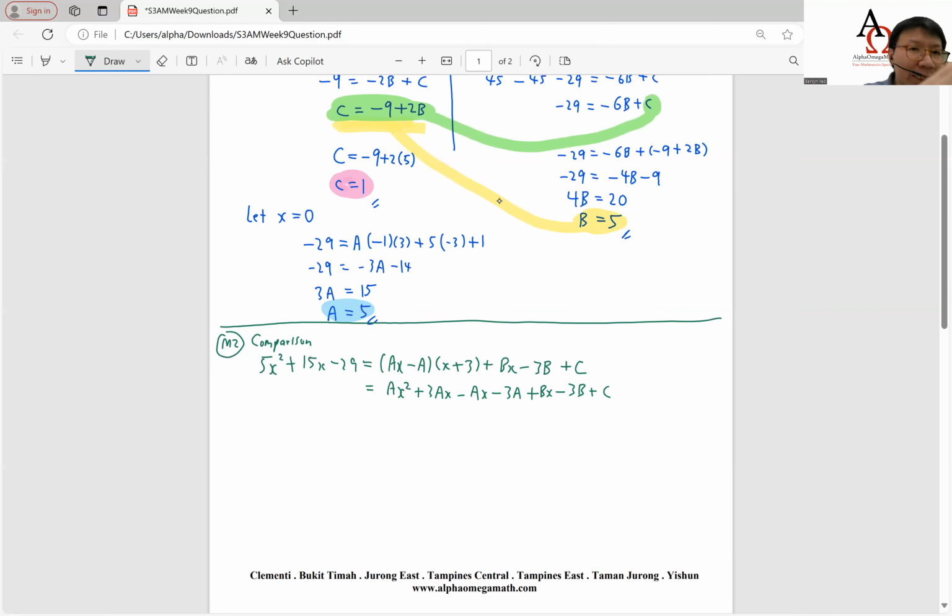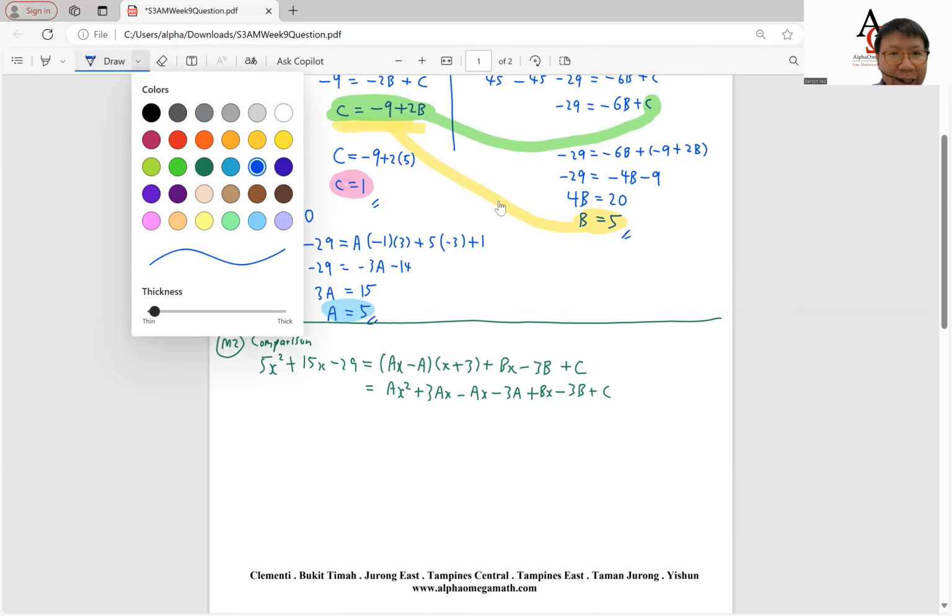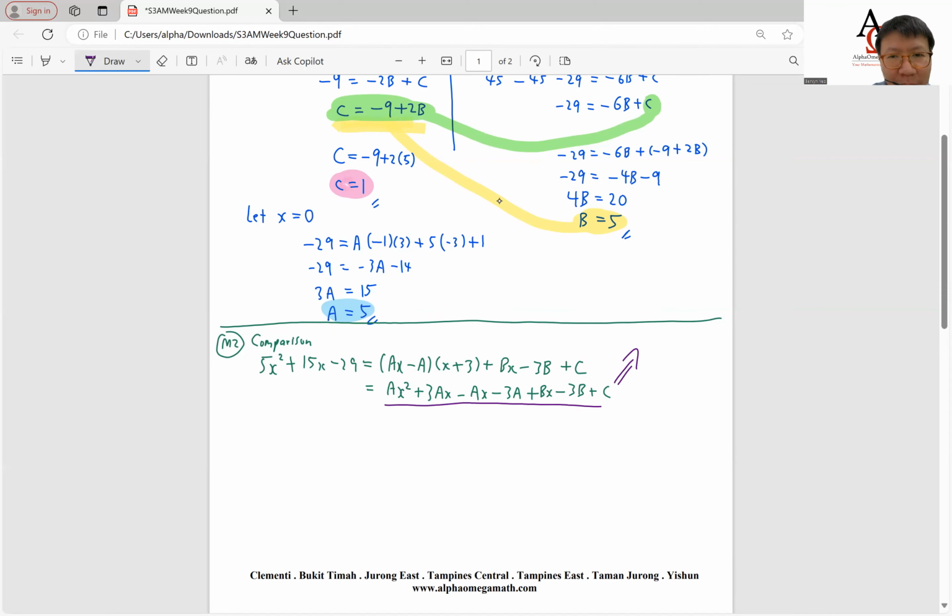So our next task is to group together and ensure that our right-hand side is able to attain a quadratic equation format. That means this whole right-hand side, we want it to be of this form, AX squared plus BX plus C, so that we're able to make comparison to the terms on our left side here. Okay, so let's do that.